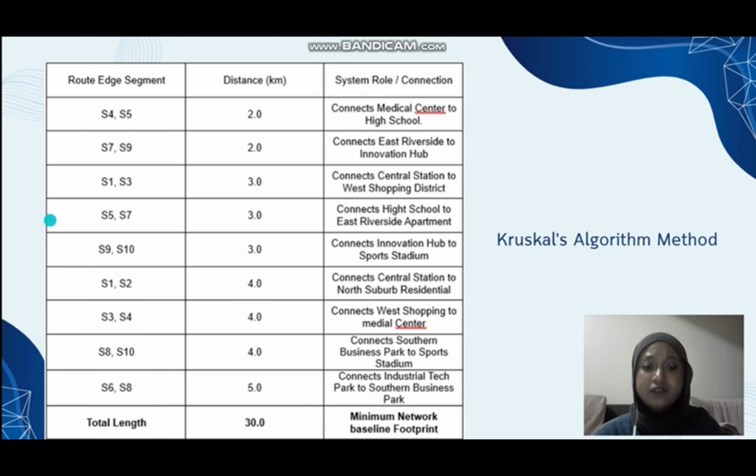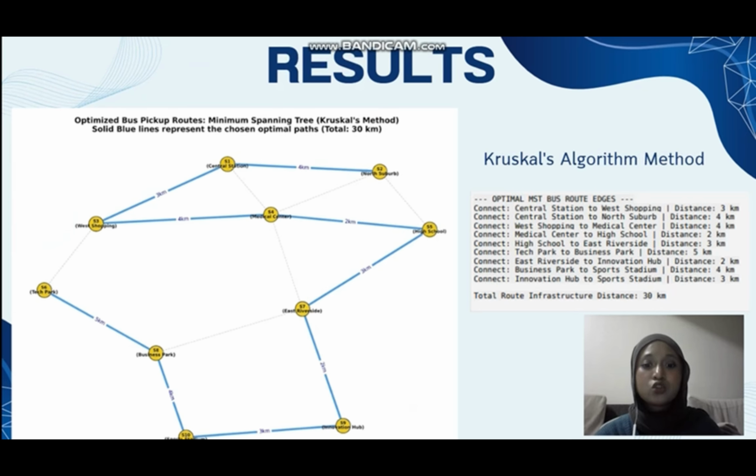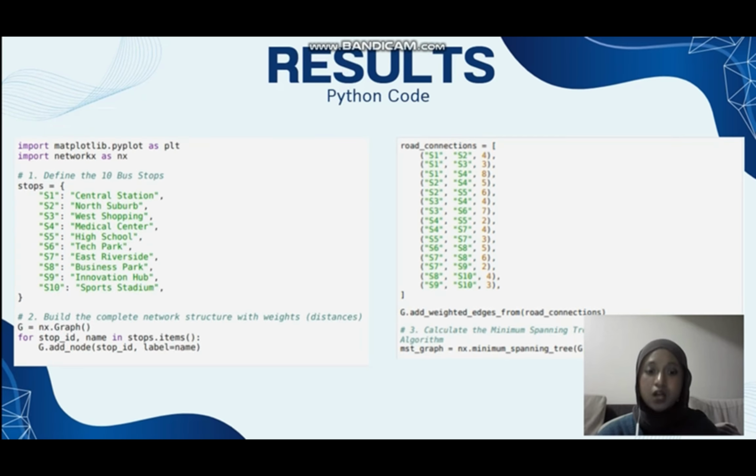To achieve this, we use Python to apply Kruskal's algorithm efficiently. Using Python allows us to represent the entire transit network as a digital graph, sorting every potential road link by its distance in seconds. The script then systematically evaluates each connection, instantly accepting the shortest path while automatically filtering out loops and redundancies.